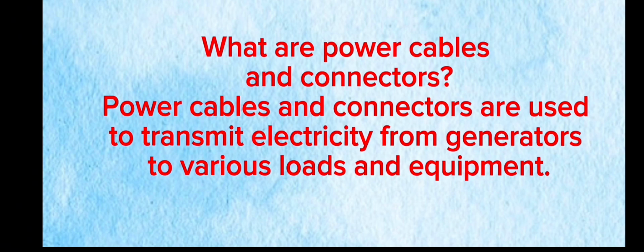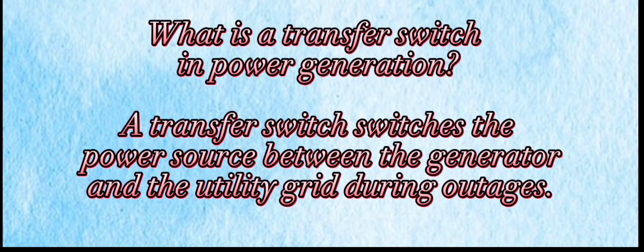What are power cables and connectors? Power cables and connectors are used to transmit electricity from generators to various loads and equipment. What is a transfer switch? In power generation, a transfer switch switches the power source between the generator and the utility grid during outages.